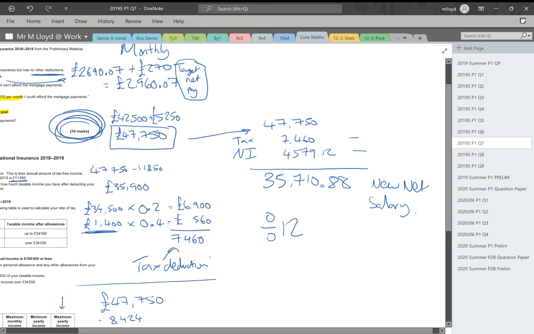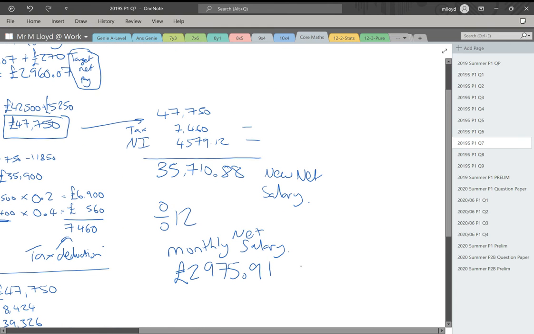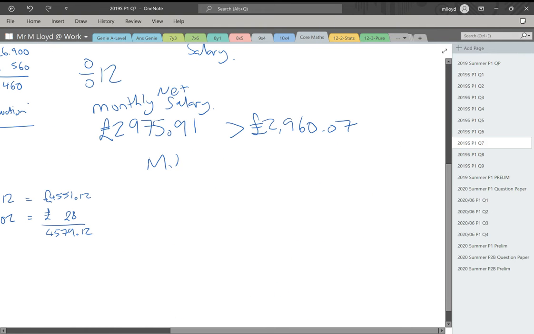Right, we're going to divide it by 12 for the monthly net salary. Monthly net salary. So divide by 12. And we have £2,975.91. I've rounded it. Which is greater than £2,960.07. Always important to get your customer's name right. Mike. Mike, yes, you can. You go buy that house. You might even want to get a bigger one. So, Mike, yes, you can afford it.